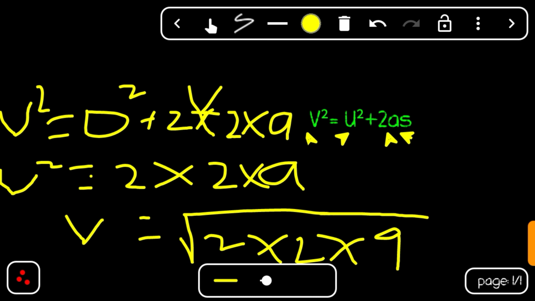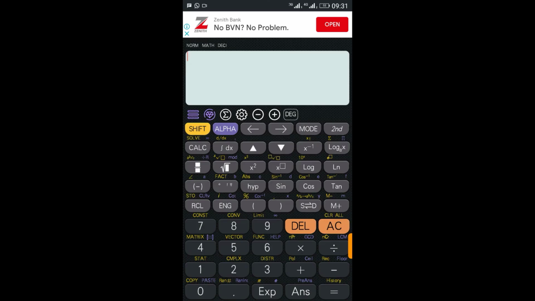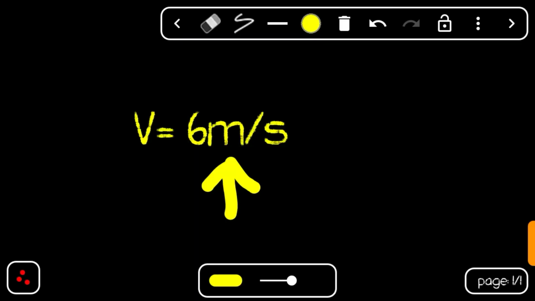Let's punch that in our calculator. 2 times 2 times 9, that is 36. Root 36 equals 6. So our velocity equals 6. So we see our final velocity is 6 meters per second.